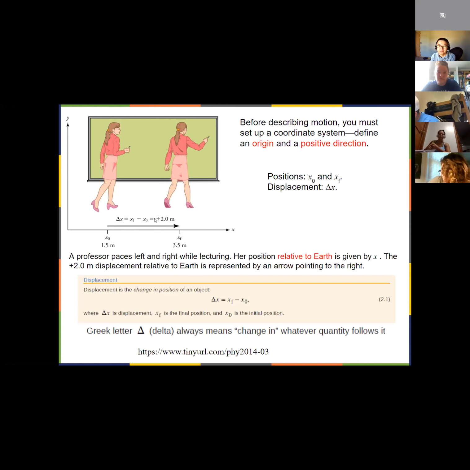In the figure here, it shows positive, because actually the change of position could be positive or could be negative. For example, if her initial position is at 3.5 and the final position is at 1.5, then you are doing the other way around. You're doing 1.5 minus 3.5, and you end up with minus 2.0 meters. A plus sign indicates her change in position is in the positive direction, and if it's minus, that means her change in position is in the negative direction of the x-axis.